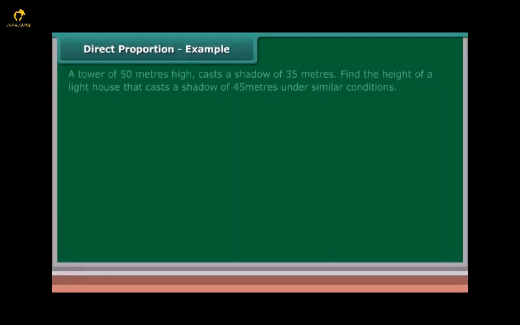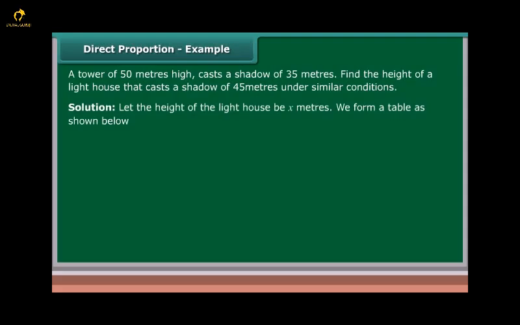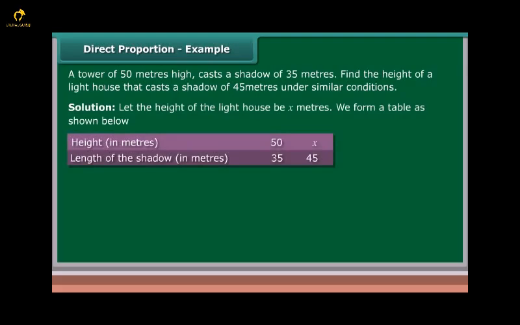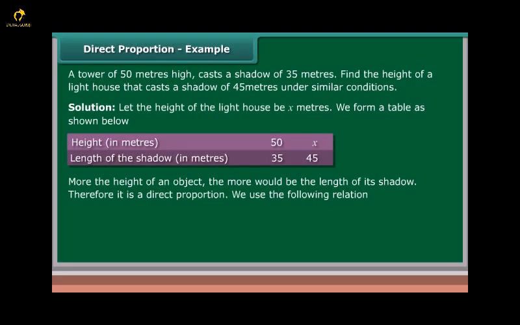Example 2. A tower of 50 meters high casts a shadow of 35 meters. Find the height of a lighthouse that casts a shadow of 45 meters under similar conditions. Solution. Let the height of the lighthouse be X meters. We form a table as shown below. More the height of an object, the more would be the length of its shadow. Therefore, it is a direct proportion. We use the following relation.